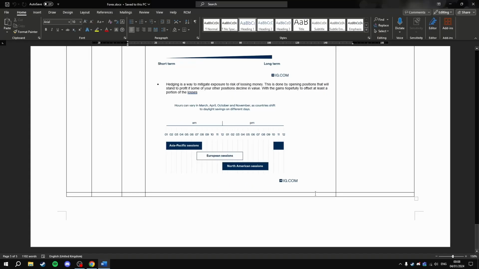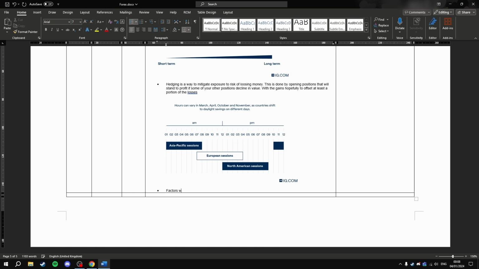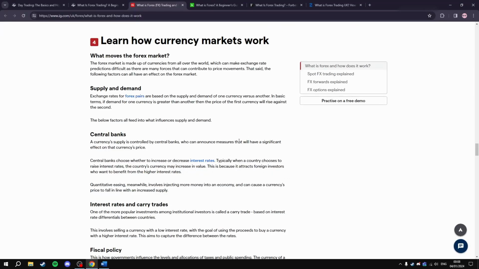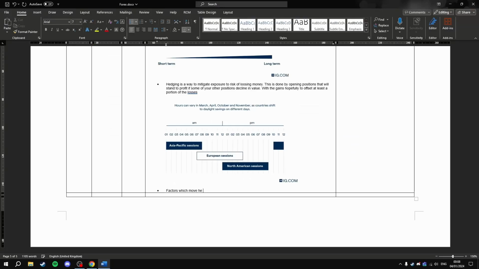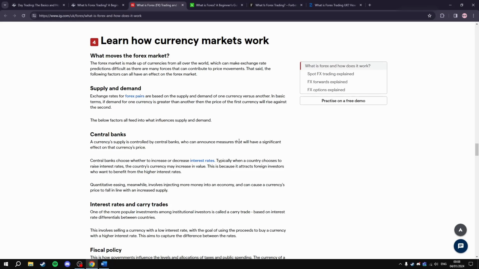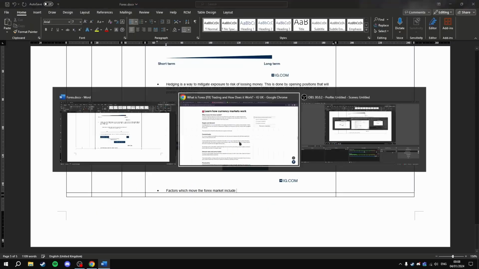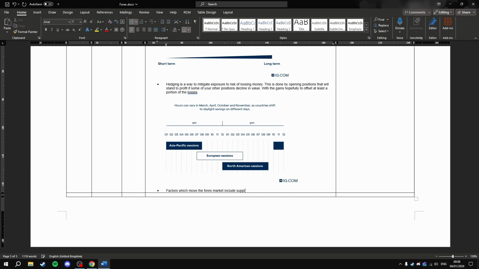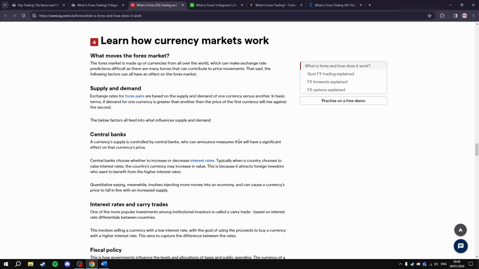Factors which move the forex market include supply and demand. Exchange rates for forex pairs are based on the supply and demand of one currency versus another. In basic terms, if demand for one currency is greater than the other, then the price of the first currency will rise against the second. The below factors all feed into what influences supply and demand.